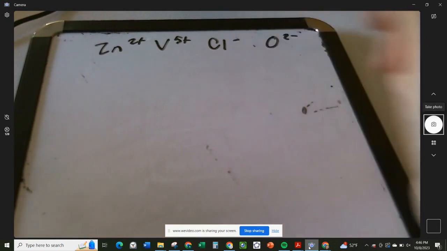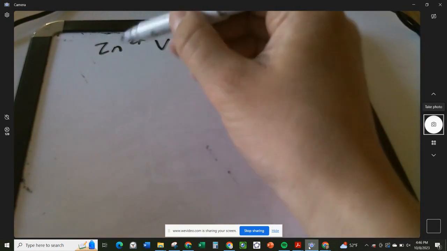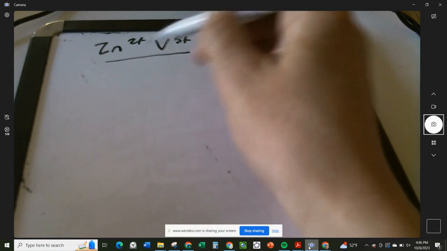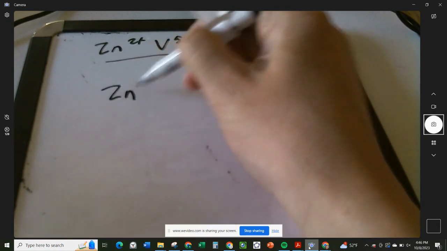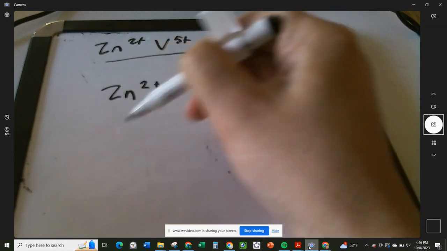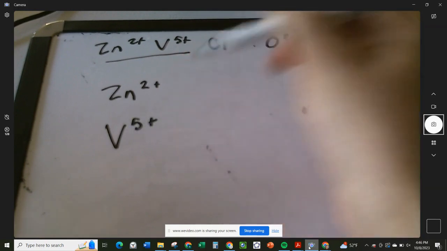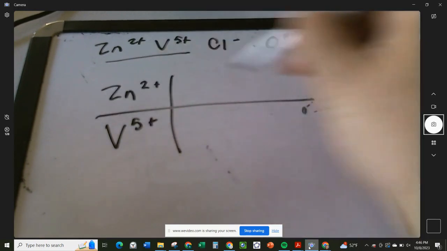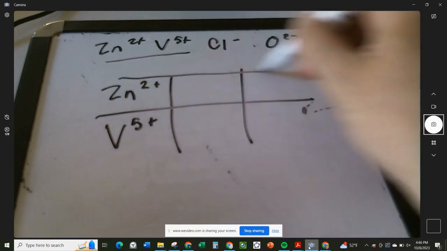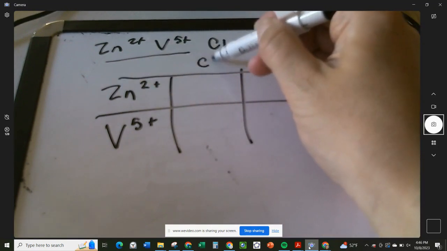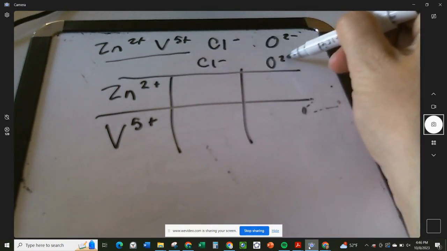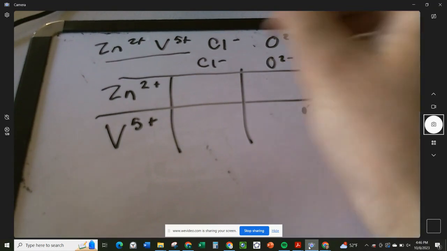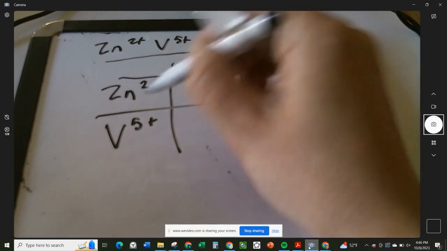All right, so our next problem, we're going to do the same thing. So we're going to find our cations, and then we're going to pair them along one side of our table. So zinc 2 plus, vanadium 5 plus, and that's going to go on one side of the table. And then on the other side of the table, we have our anions. So chlorine minus, O2 minus. So then we just pair up using this table.